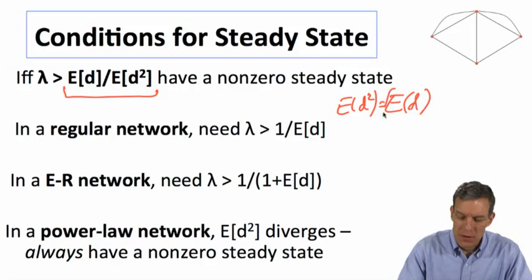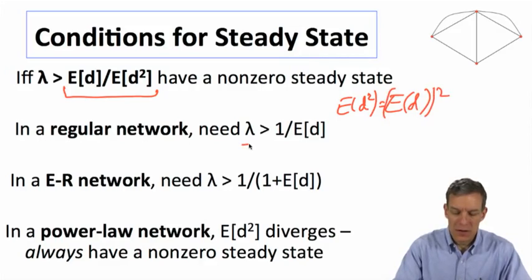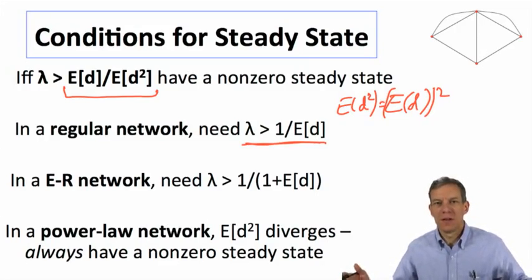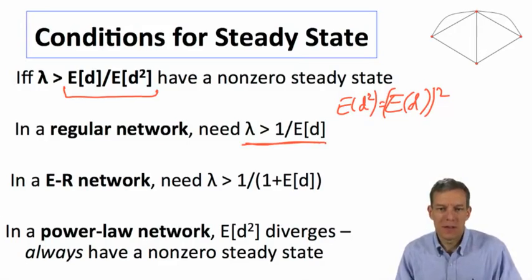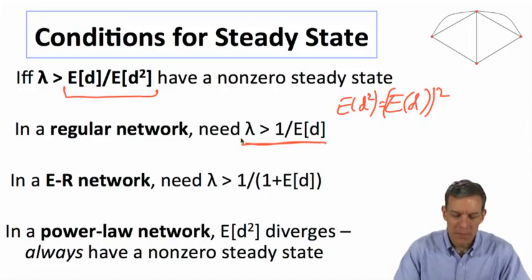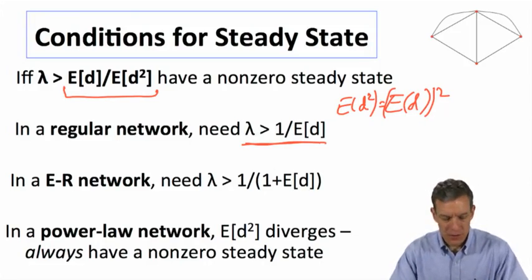Everybody has the same degree squared, so in that case, then you just need lambda to be bigger than 1 over the expectation. So in that case, the larger the expected degree, the easier it is to satisfy this. So that makes sense. And also, the larger lambda, obviously, the easier it is to sustain a positive steady state.